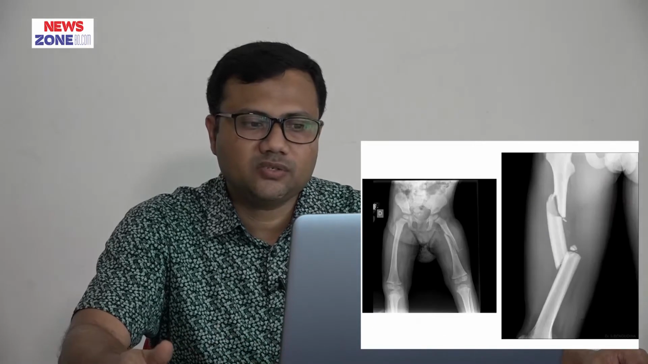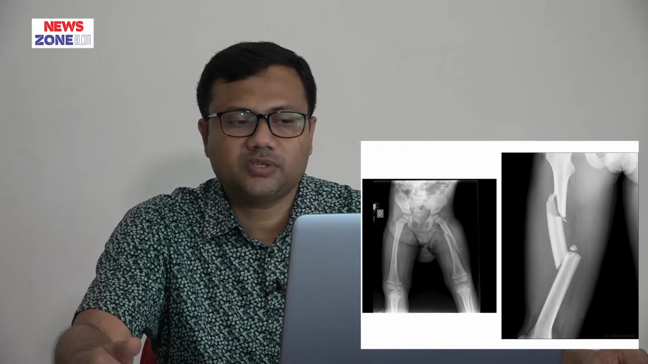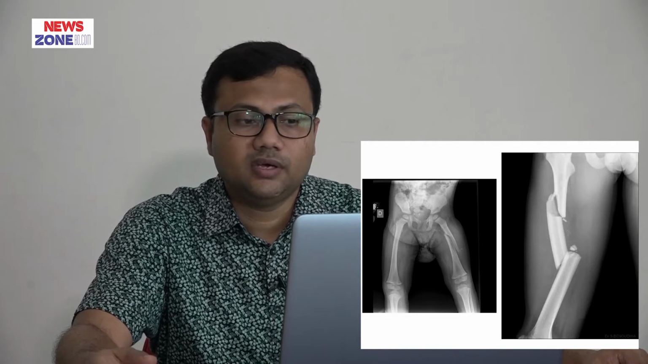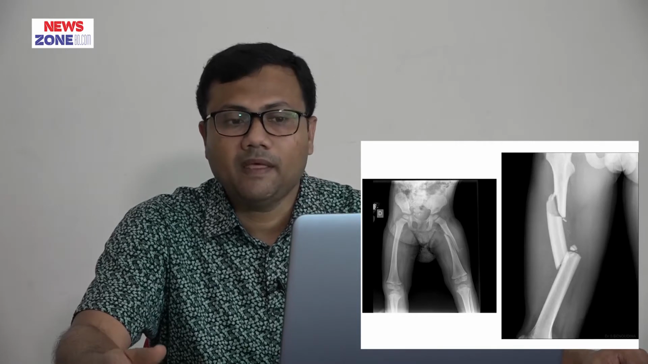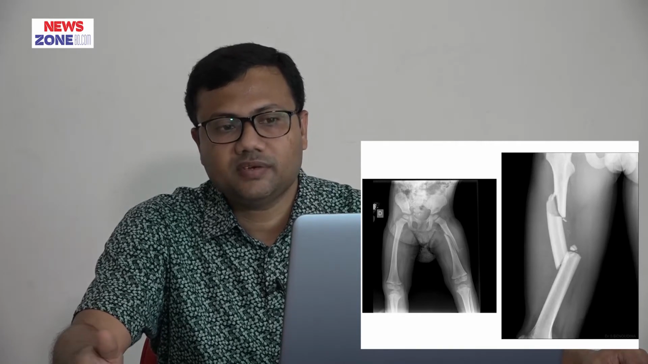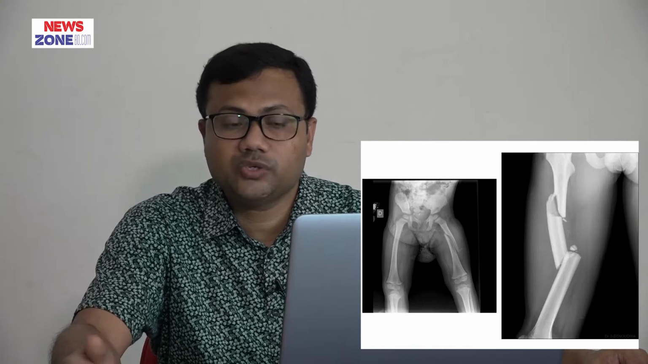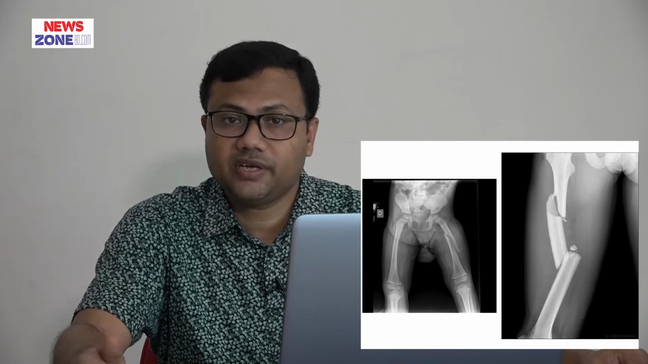In the next image, we can see the fracture of the shaft of femur of a child's bone, and here the fracture is a spiral fracture. Okay. And the next image is a fracture shaft of the femur showing a segmental fracture of the shaft of femur.